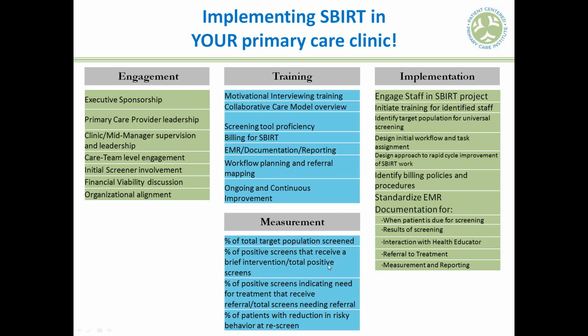Additionally, we want to know the percent of those positive screens, so patients that both indicated yes on the annual screen and then had a positive audit, DAST, or PHQ-9 that received a brief intervention out of the total positive screens. So we would, of course, love to see this as being 100%. So 100% of people who needed a brief intervention received a brief intervention.